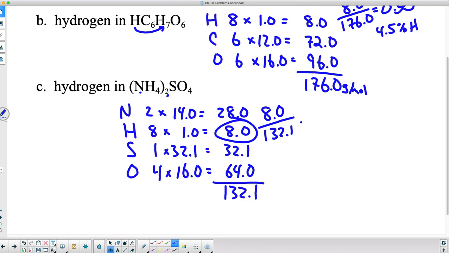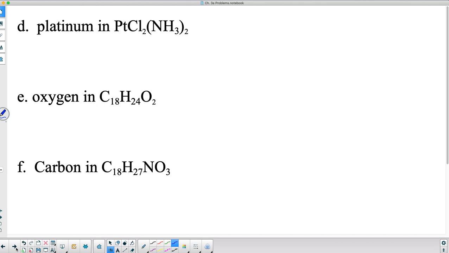I get 0.060, and then I round that up to a 6. So 2 places to the right gives me 6.06% of hydrogen. Okay, go ahead and do the next 3 just like that.